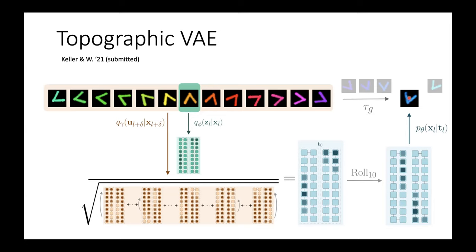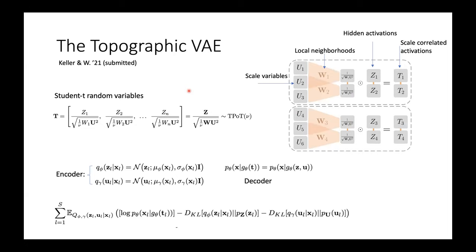So here's some more detail about the topographic VAE. We have these two encoders right here. There's one encoder for the Z variables, which are the variables where we're trying to factor out the actual amplitude of the problem. So here the correlation should be sitting in Z. And then there is the actual amplitude U, which is sort of an energy, which is unsigned.